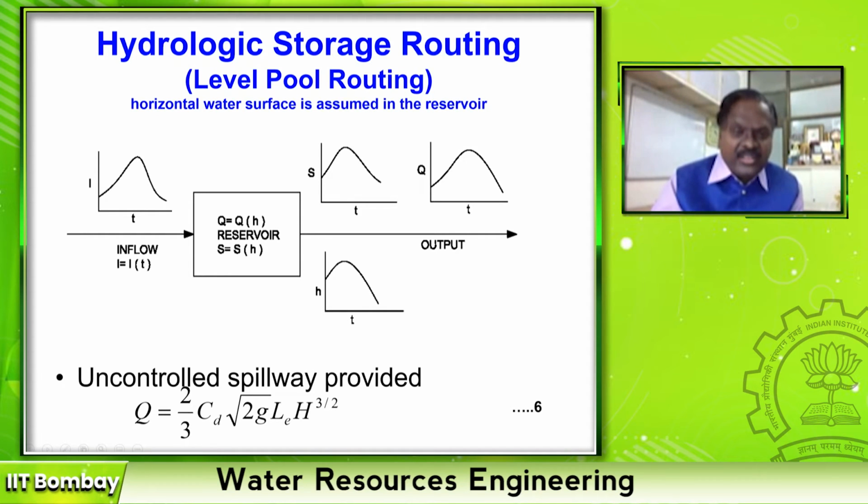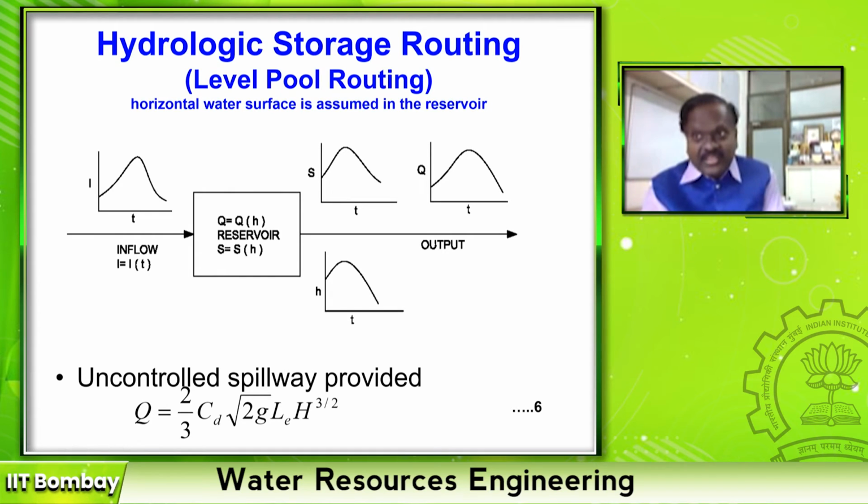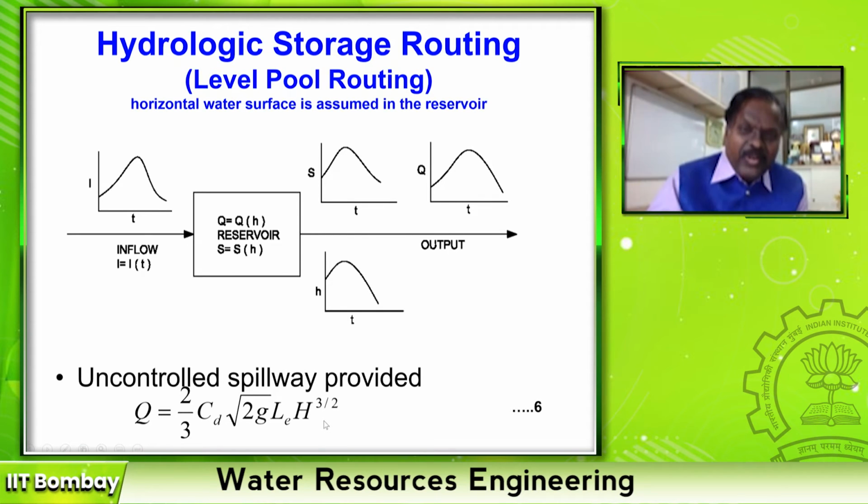For a given notch, 2 by 3 CD root 2g L is constant. So your Q is equal to some constant K times H to the power of 3 by 2. If it is a triangular notch, it is a function of H to the power of 5 by 2. How come for the trapezoidal notch it is only H to the power of 3 by 2?